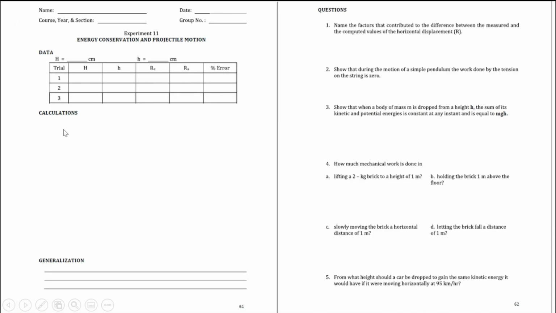And after that, also show your complete solution on this calculation part and write your conclusion based on the concept of the conservation of energy and the projectile motion of this experiment. And also answer page 62 to complete this experiment. And that's all for experiment 6, energy conservation and projectile motion.